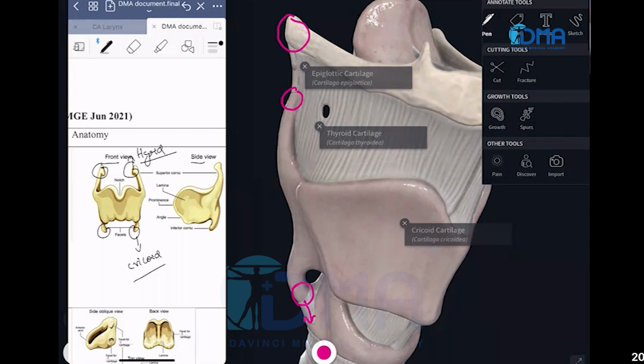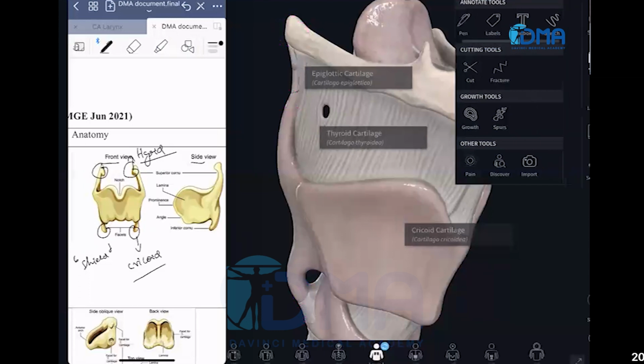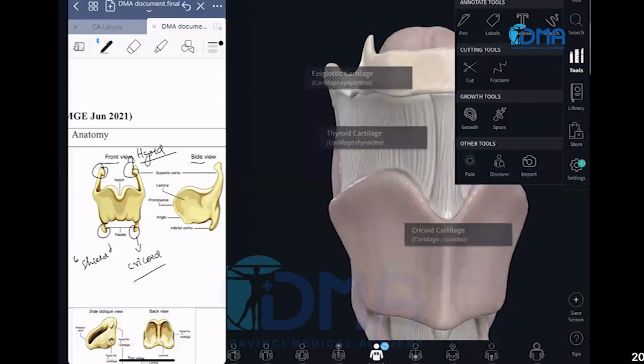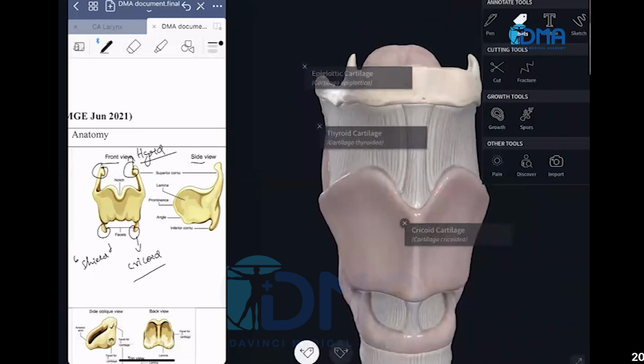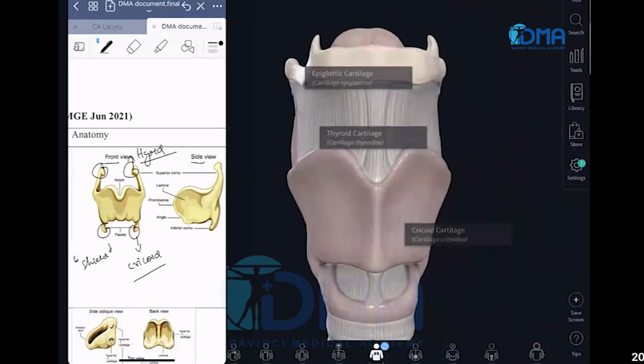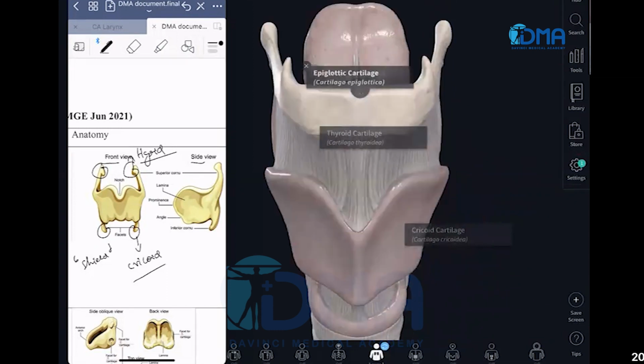Now you look into the shape of this cartilage. The shape of this cartilage is shield-like. You just think it looks like a Superman or Batman shield. The shape of this is a shield-like shape. Okay. Fine. Then this is called a thyroid notch.